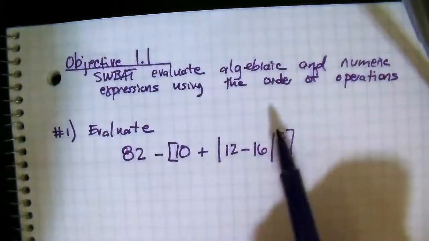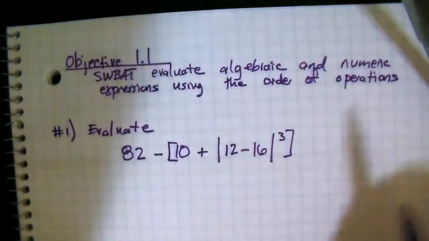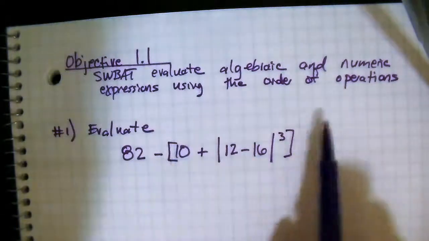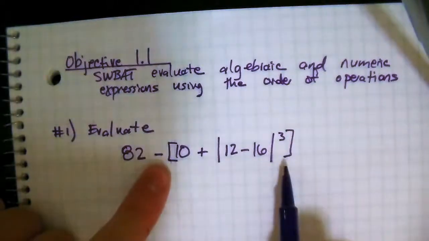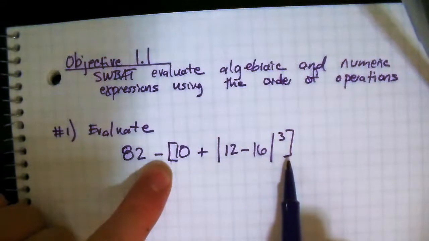First thing we look at is any grouping symbols. So parentheses, brackets, those kind of things. And I see there's brackets here, so I know something in this section will go first. Now within the bracket, we start over.